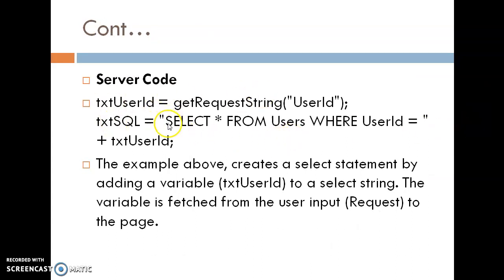Here there is a query: select star from user where user ID is equal to txt user ID. In this txt user ID, there is a request string for the user ID. So whatever user ID this string gets using this command is stored in this particular variable, and using that variable they are able to get the data for that particular user ID.